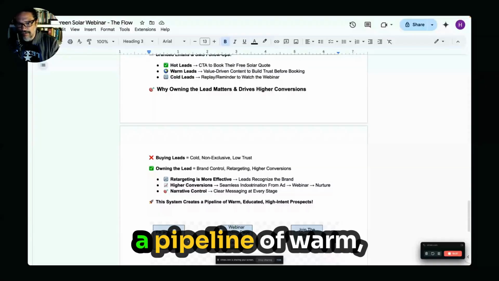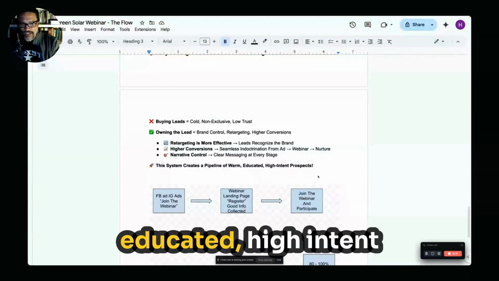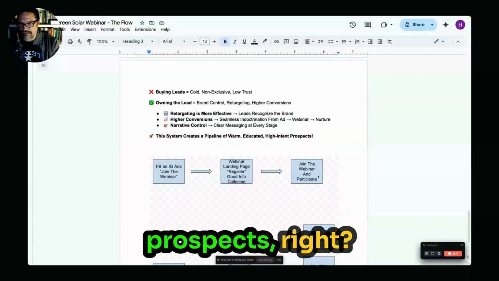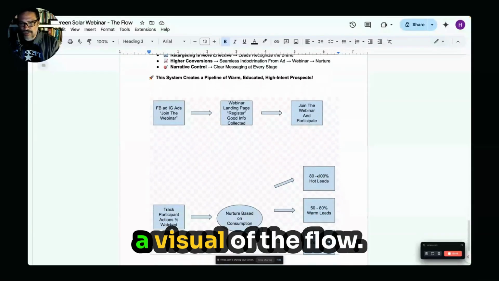This system creates a pipeline of warm, educated, high-intent prospects, right? And so this is just a visual of the flow.